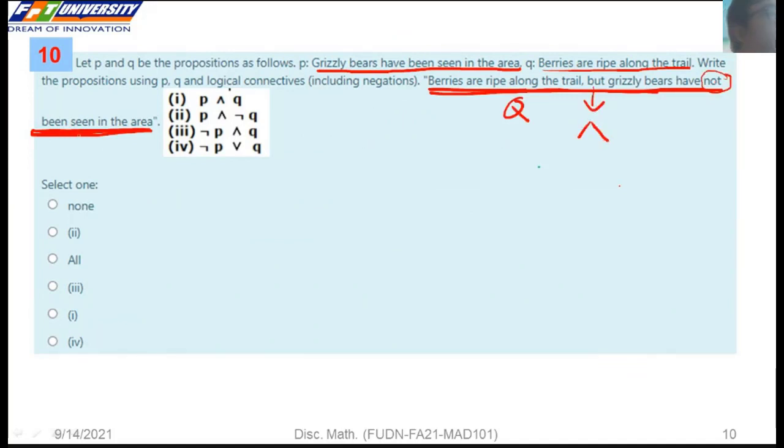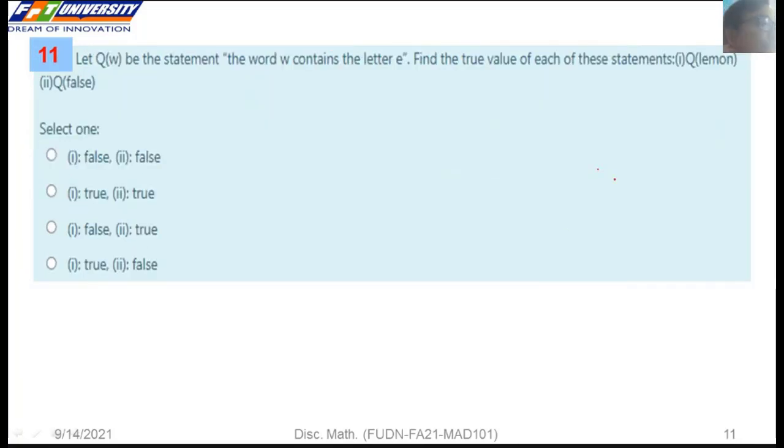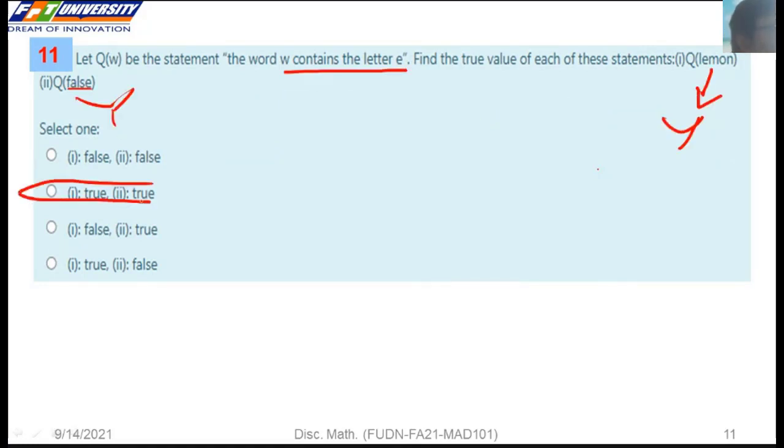Next one. Q, but P, it means a conjunction. So it means Q and not P. So this is the correct answer. Next one: find the truth value. Easy question. Yes. So the second is true.